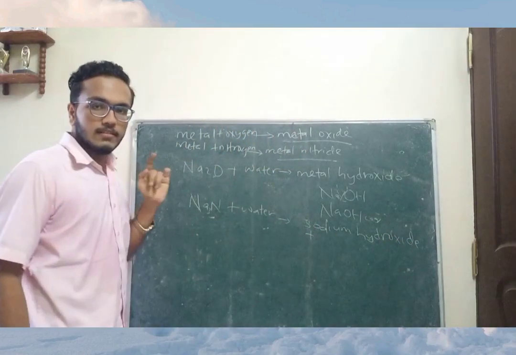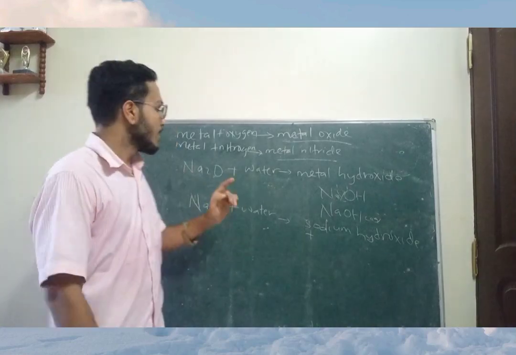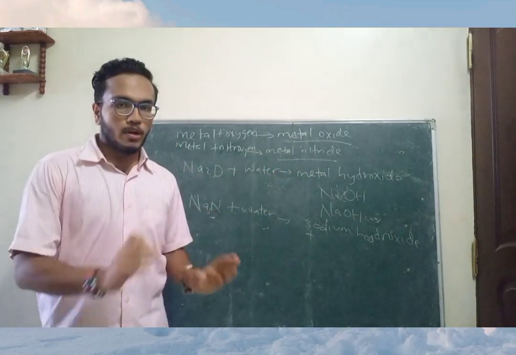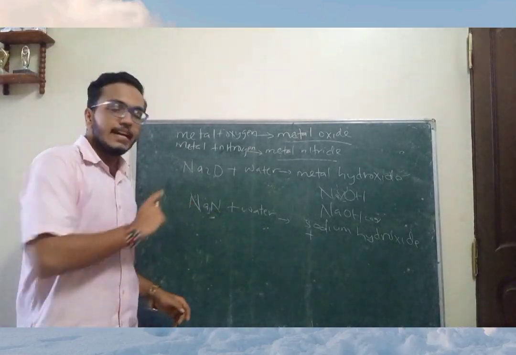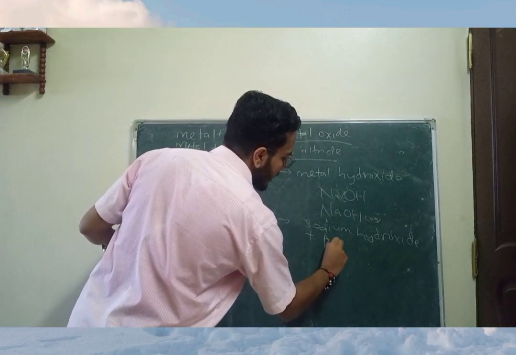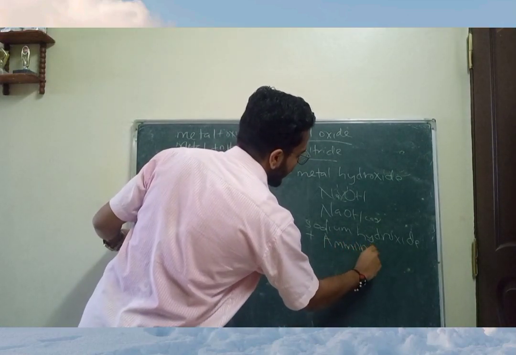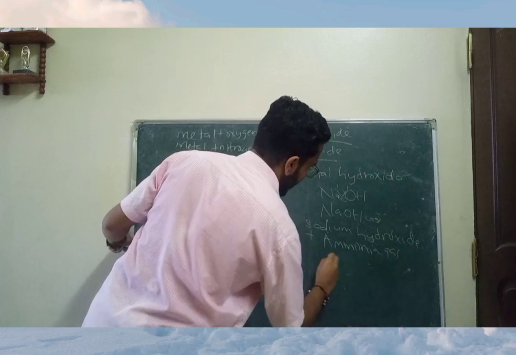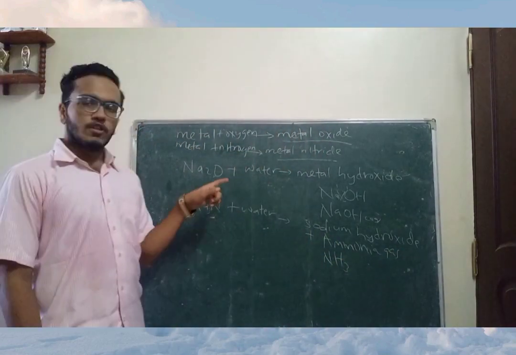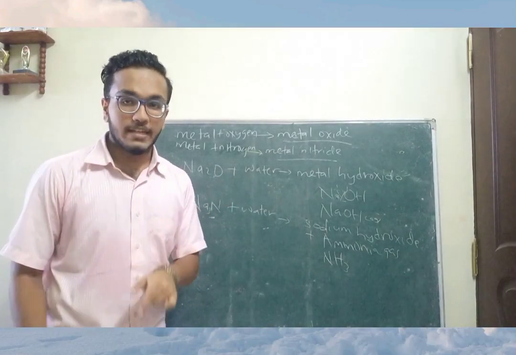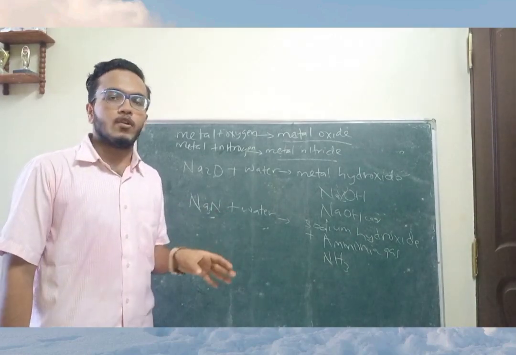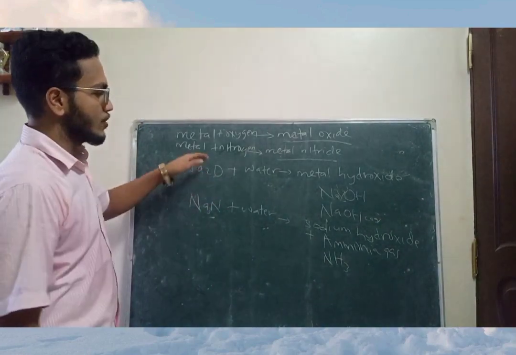plus, this is the difference. This is where the difference is coming from. Sodium oxide reacts with water to form sodium hydroxide only. However, sodium nitride reacts with water to form sodium hydroxide and ammonia gas, NH3. Are we getting it? Sodium oxide reacted with water to form sodium hydroxide. However, sodium nitride reacted with water to form sodium hydroxide and ammonia gas. This is where you can distinguish the two.